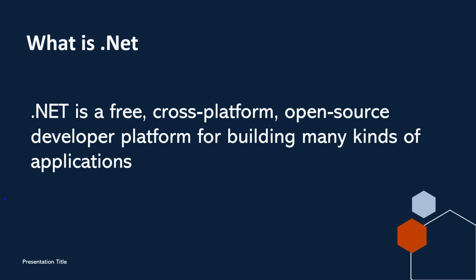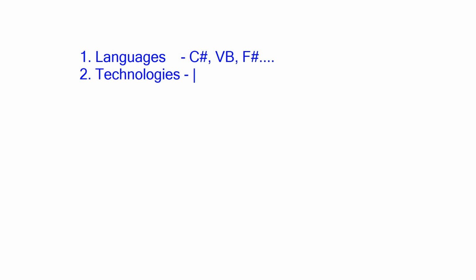.NET is mainly having three different things. First one, languages. Languages like C#, VB, and F#. Like this, .NET is having many languages. And the second one is the technologies. So .NET is having different technologies like ASP.NET, ADO.NET. Like this, it is having many technologies.